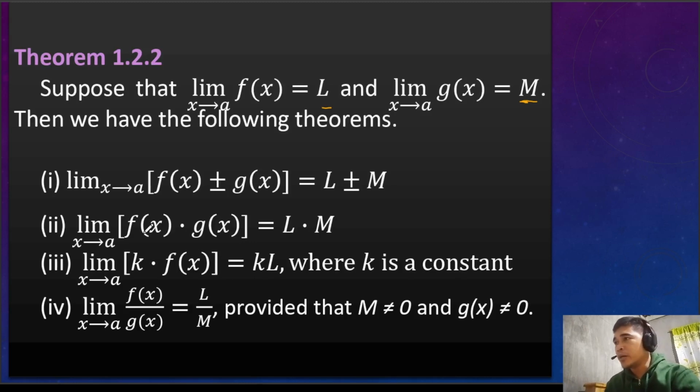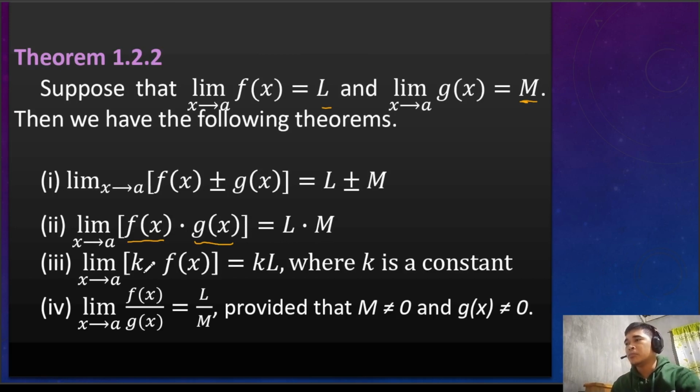So we have the following theorems. We have 4. Number 1, limit of f of x plus or minus g of x as x approaches a is equal to L plus or minus M. So this is addition and subtraction of f of x and g of x. So the limit of f of x, if it is addition, plus the limit of g of x, which is M. And for subtraction, L minus M also. Now for the second one, limit of f of x times g of x as x approaches a is equal to L times M. L is the limit of f of x and M is the limit of g of x. So just multiply the limits of the two functions.